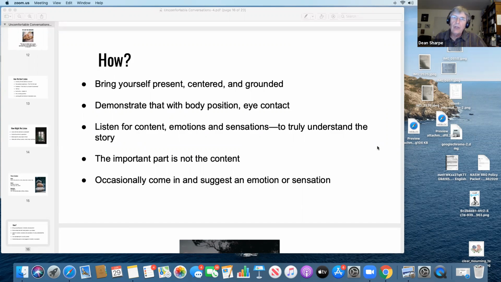So, you don't turn around, you don't go onto your iPhone, you're not looking over the person's shoulder at something else going on in the room. You're not in your head writing your grocery list, but you're present with this person. And you listen for the content, the emotions, and the sensations as you experience them, or how you think it might mean for them. The important part is not the content.